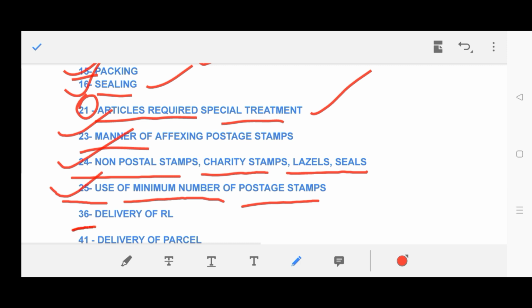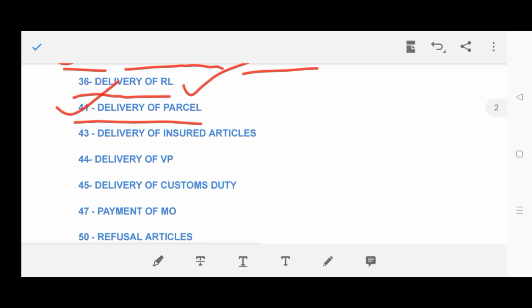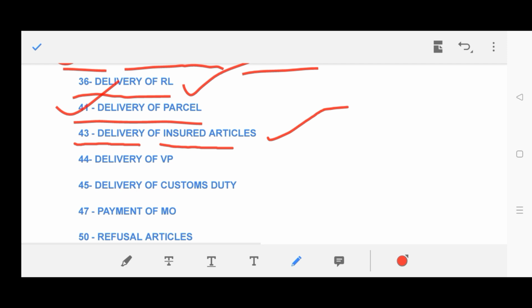Next, class number 36 is the delivery of registered letters. Class number 41 discusses delivery of parcels, and class number 43 discusses delivery of insured articles. So 36 is delivery of registered articles, 41 is delivery of parcels, and 43 is delivery of insured articles.